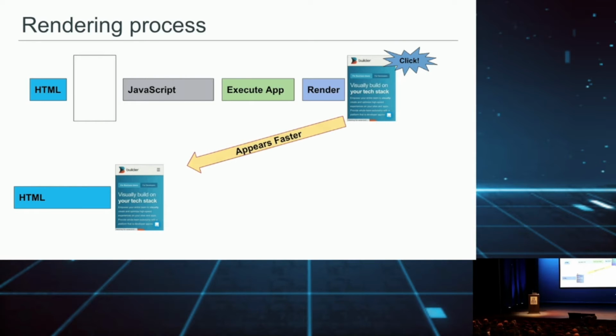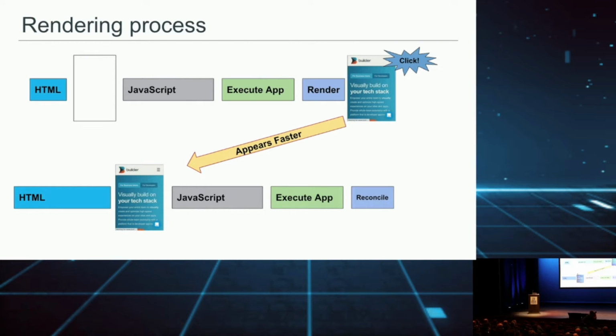Then, of course, it appears faster than a single page application. And then we are downloading the JavaScript. We are executing the app. We are reconciling. Reconcile is more or less the same as render. We are reconciling the application. And finally, we can click on our application. So at the end, it's slower because we are shipping more HTML. We are downloading the same JavaScript. And this process here is the hydration.